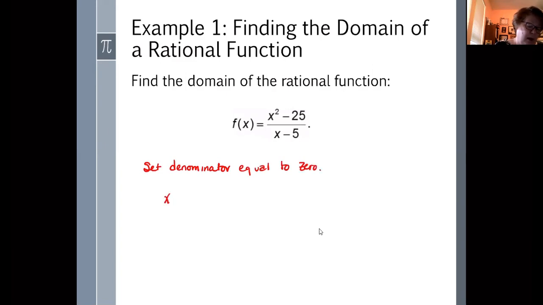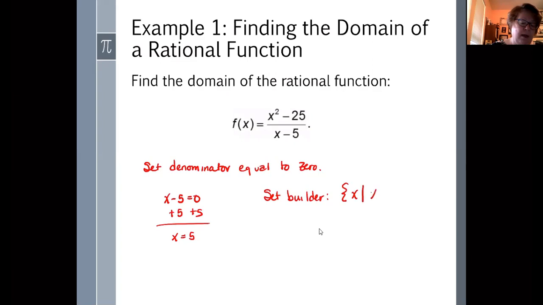So we have x minus 5 equals 0. Let's add 5 to both sides. Then we get x is 5. So the domain of this rational function is every real number except x cannot equal 5. So the way we write this, we can write this in set builder notation. We say this is the set of all the real numbers x such that x cannot equal 5.